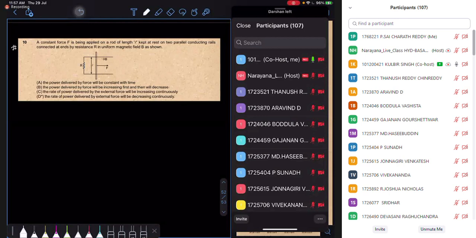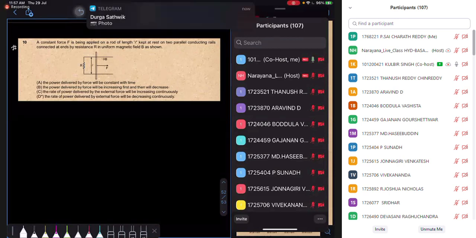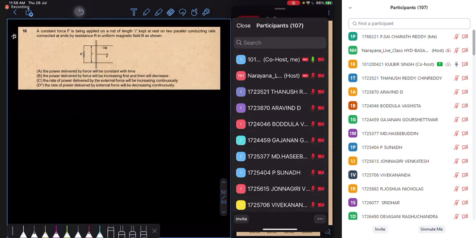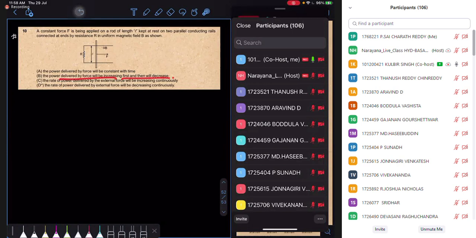For the power, what are the conditions? To have a constant power, I need a constant velocity because power is F dot V. If I keep a constant force, then I need a constant velocity in the same direction to keep the power constant. So is that velocity constant or variable? It's obviously variable. It is accelerating, so my velocity is going to be variable. So is the power delivered by the force constant? No. The power delivered by the force will first increase and then decrease. For that, I need to get the equations. Without equations, it's not possible here.